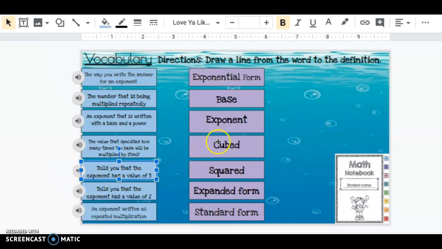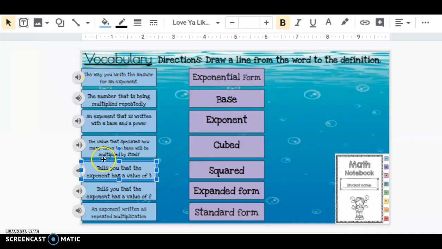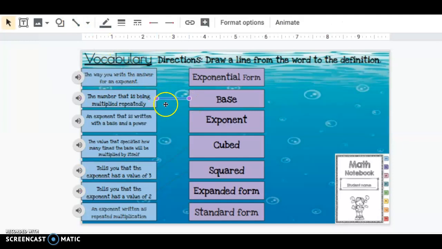The next word that I'm very confident in knowing is the word base. Base is that big number. It's the number that we're going to use to multiply repeatedly. So I'm looking here and I'm looking for where it tells me that I am using the number and multiplying it repeatedly. And here we go, the number that is being multiplied repeatedly. So click my line tool, click, hold down, draw, let go. Okay?